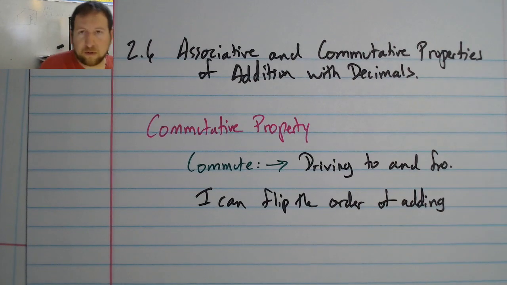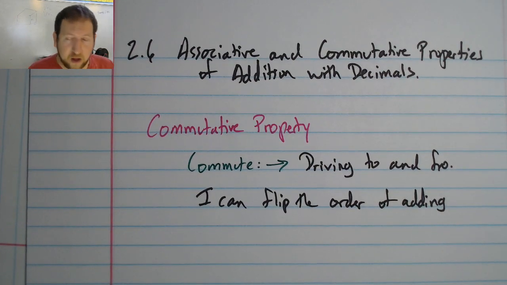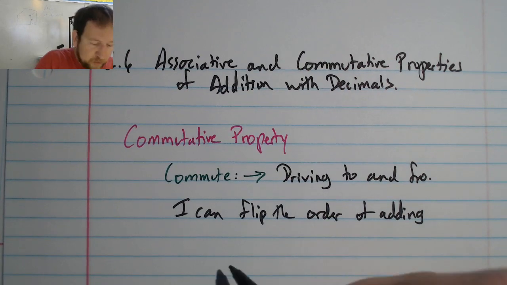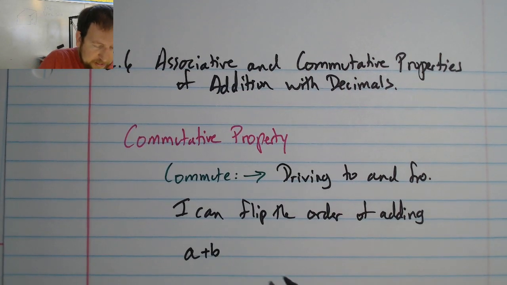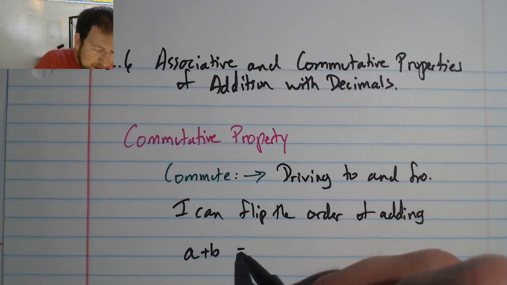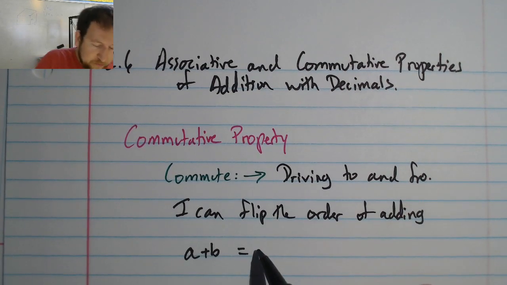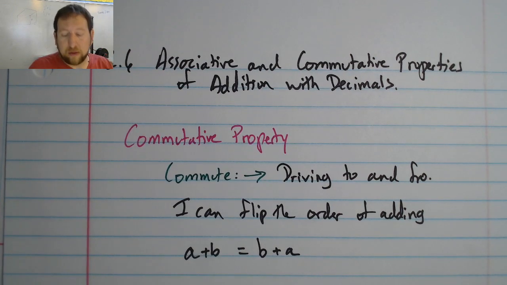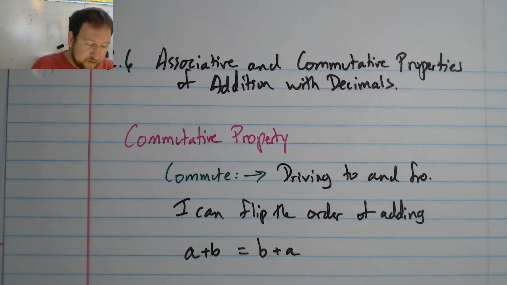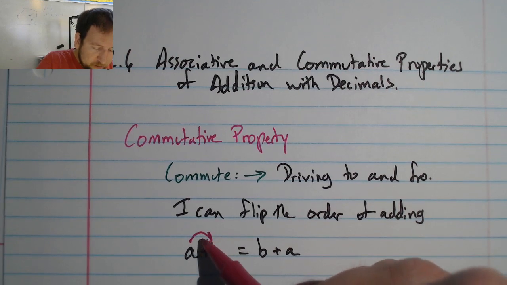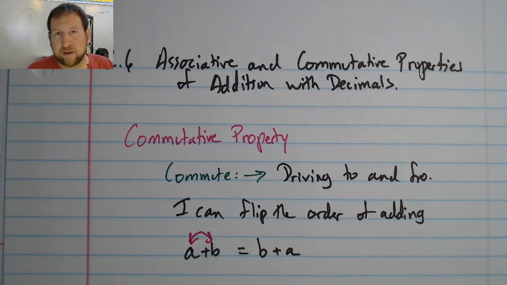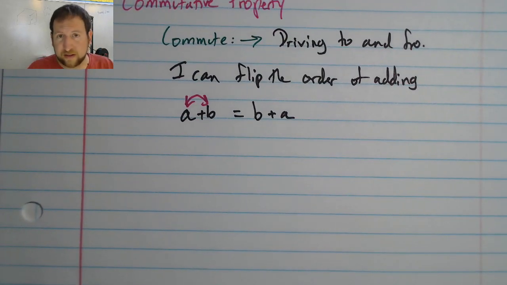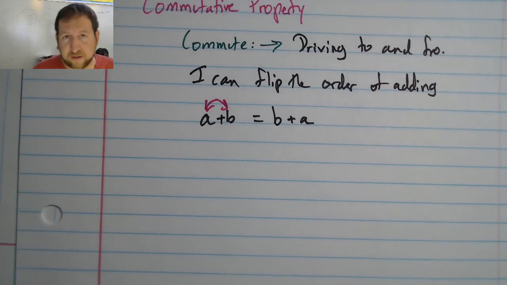Now, that's not the formal definition. The formal definition looks more like this. It says that if I have A plus B, that is equal to B plus A. And it's really simple. All that we're doing is saying that we can flip the order here and we get the same answer. If we look at a couple of examples to test this property and see if this is actually true, we'll always find it to be the case.